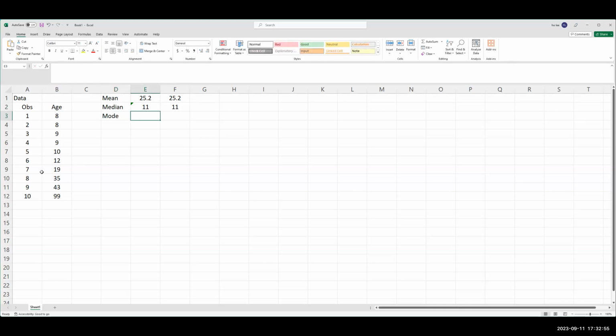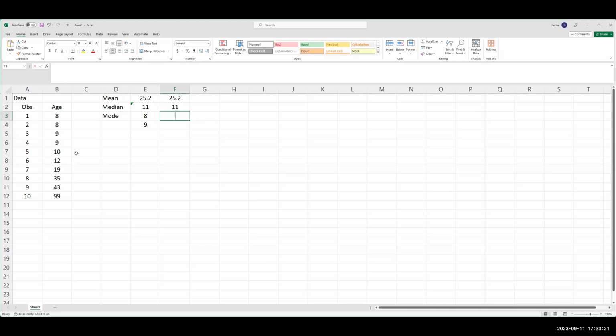Mode, there's no real formula. I mean, there's an Excel formula, but there's no mathematical formula. You just kind of look at this and look for what the mode is, what happens the most. And you got 8 and 9. So you have a mode of 8 and 9. Those are the two, this is a bimodal distribution.